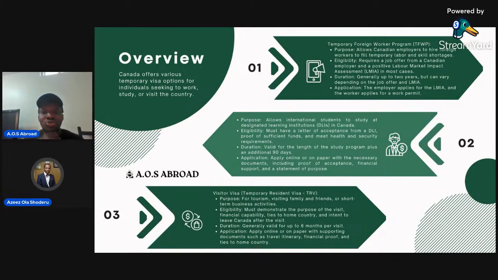The duration is that generally it takes up to 2 years, but there are LMIAs you can get that shorten the lifespan. Within 6 months you could get it, within 9 months you could get it, even within 5 months sometimes you could get your LMIA, especially if you are in Canada already as a visitor.